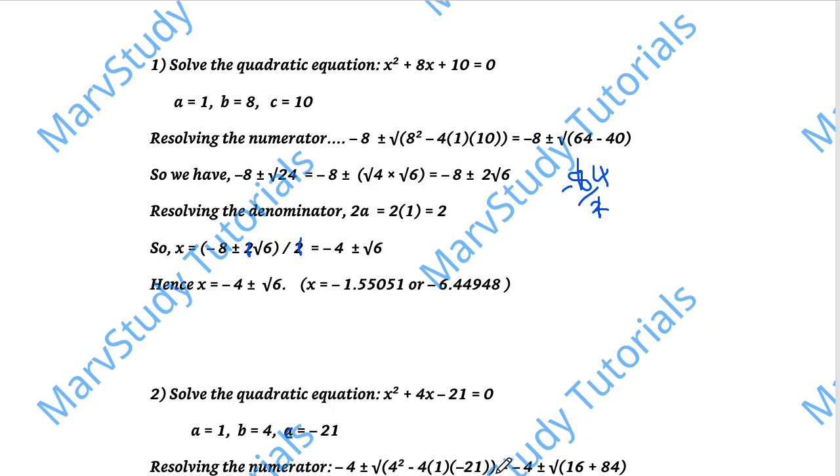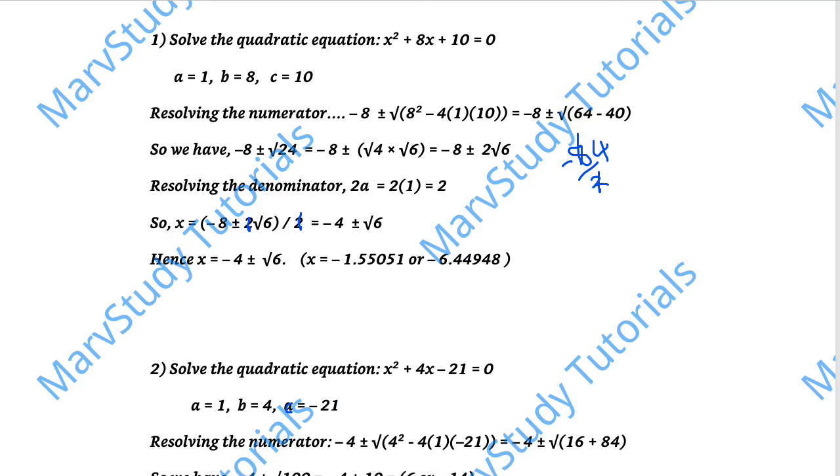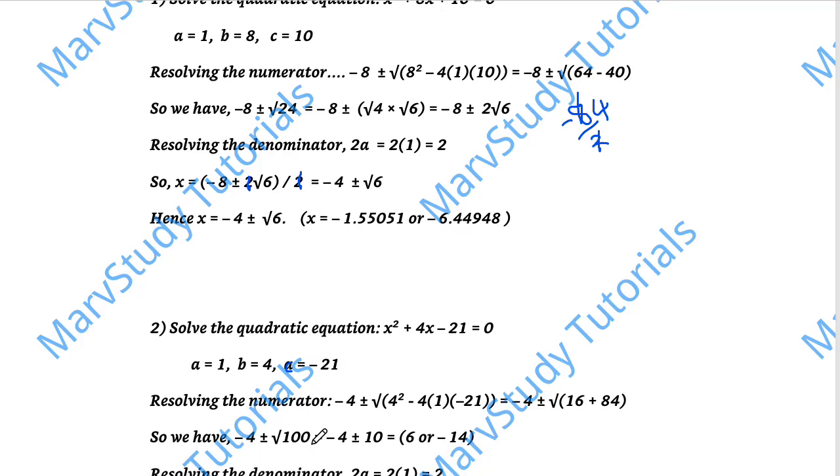So having that, 4 squared is 16. Negative 4 times 1 is negative 4, times negative 21, and that's positive 84. So 84 plus 16 is going to give us 100. So we have negative 4 plus or minus the square root of 100. The square root of 100 is 10. So we have negative 4 plus or minus 10. The two possible values from that are negative 4 plus 10 or negative 4 minus 10. Negative 4 plus 10 is 6, and negative 4 minus 10 is negative 14.